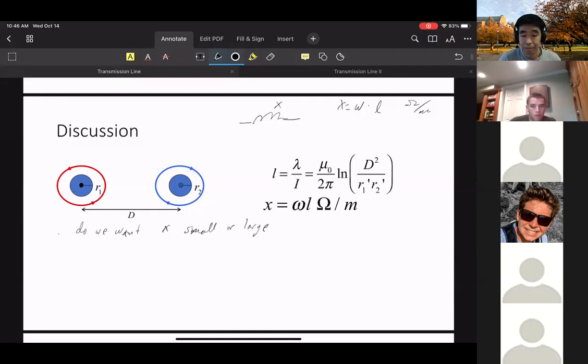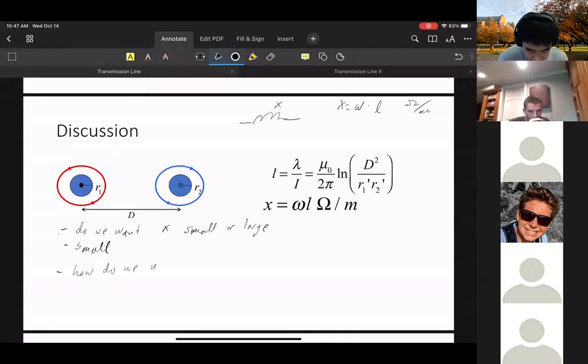Why small? Less losses, less reactive power losses. An inductor consumes only reactive power, but a wire can only carry so much apparent power. So if you have to carry more reactive power, it will carry less active power, so it's not as efficient. That is why we want a small inductor. The smaller the inductor, the more ideal the wire is, and an ideal wire is always better.